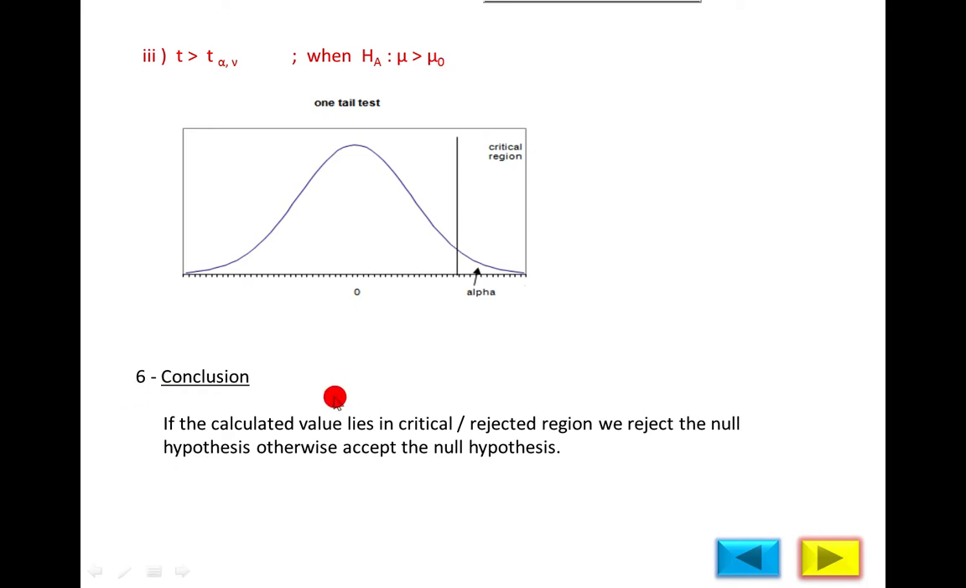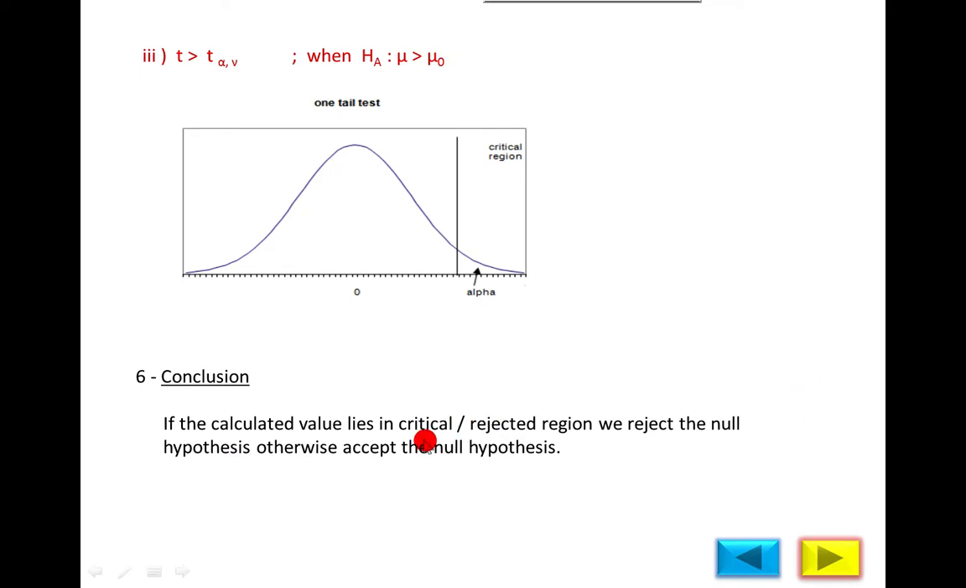Conclusion: in the journal we write, if the calculated value lies in the critical region or rejection region, we reject the null hypothesis, otherwise we accept the null hypothesis. But we will write according to the statement of the question. Suppose the average weight is 2.5 milligram and you accept the null hypothesis, the conclusion will be: we accept the null hypothesis and conclude that the average weight of the production of the tablet is 2.5 milligram. But in general we write this statement.